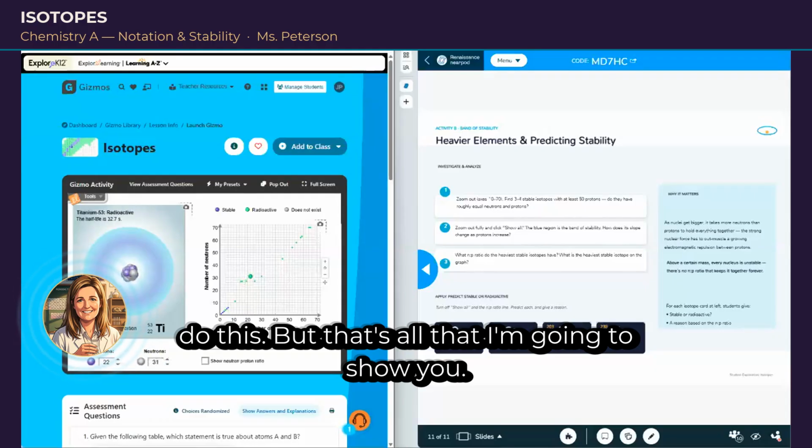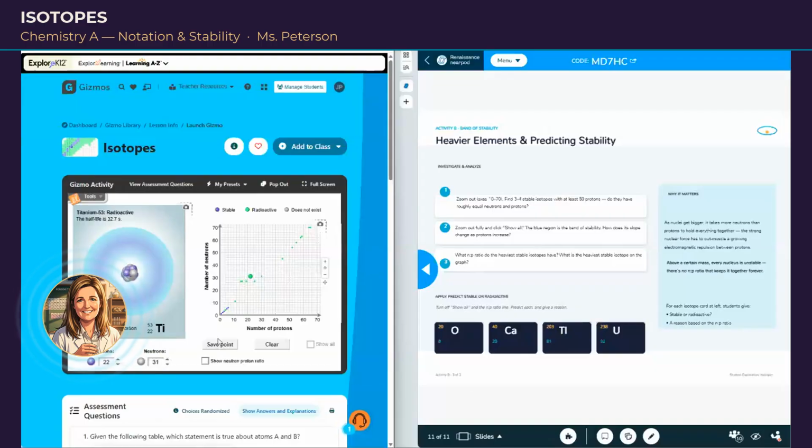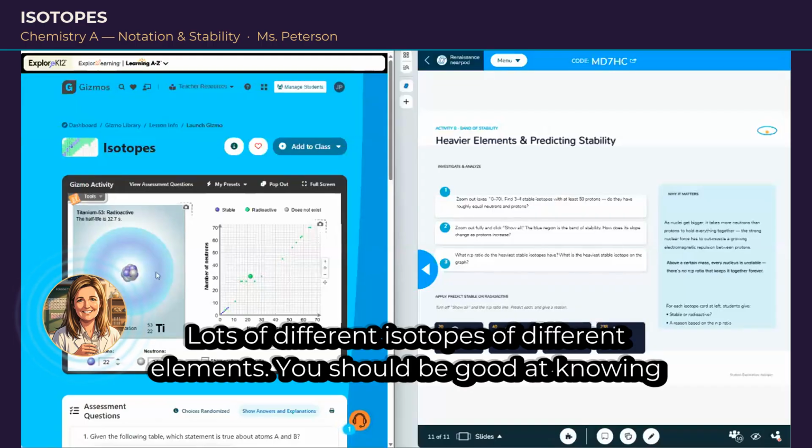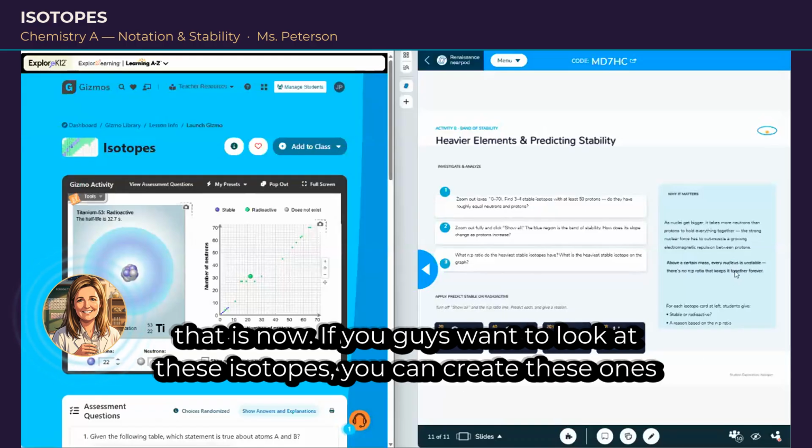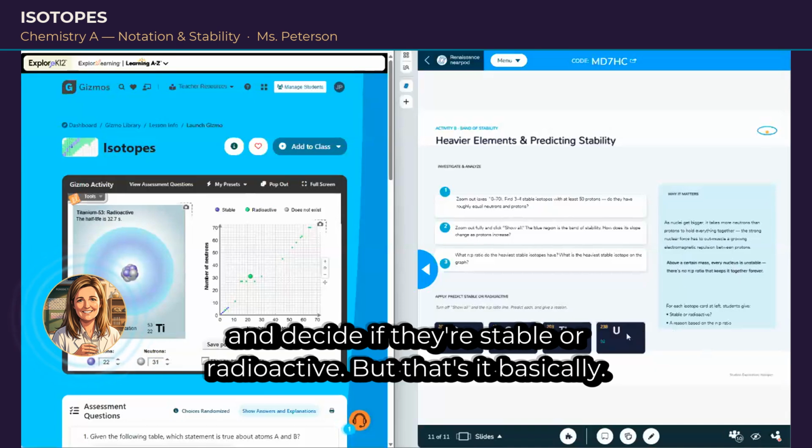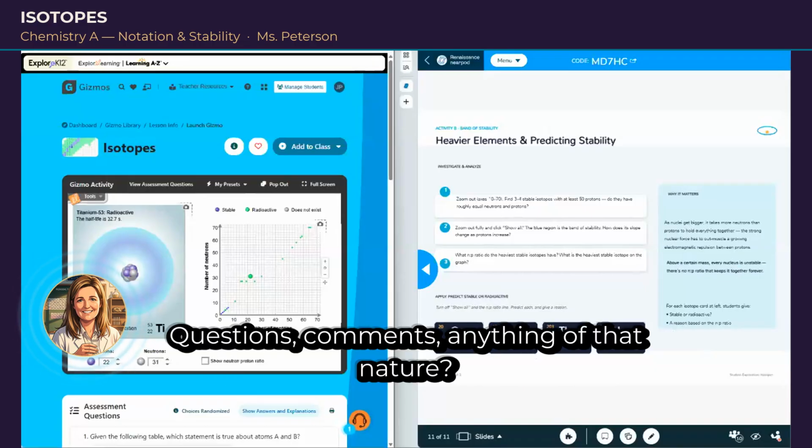But that's all that I was going to show you. Lots of different isotopes of different elements. You should be good at knowing what that is now. If you guys want to look at these isotopes, you can create these ones and decide if they're stable or radioactive. But that's it basically. Questions, comments, anything of that nature?